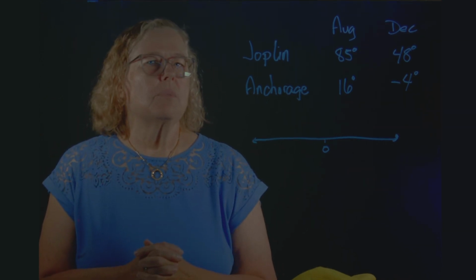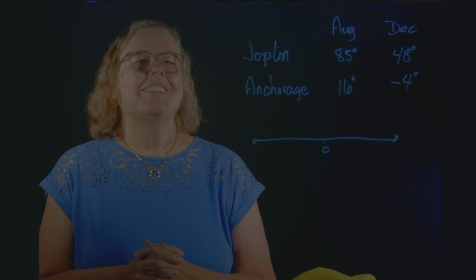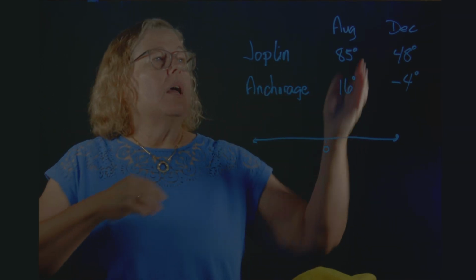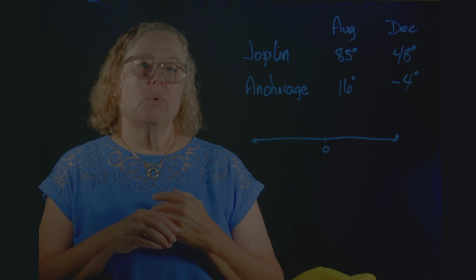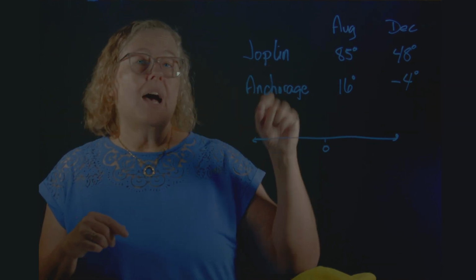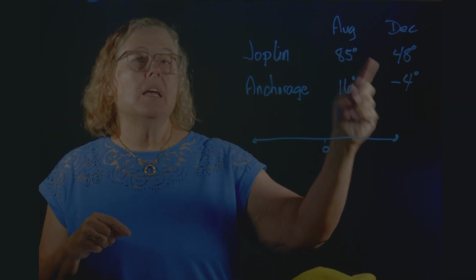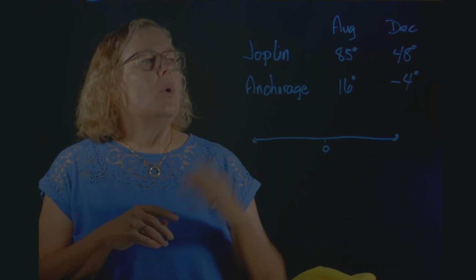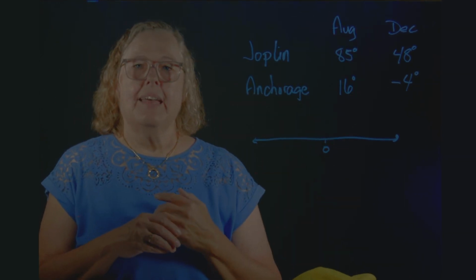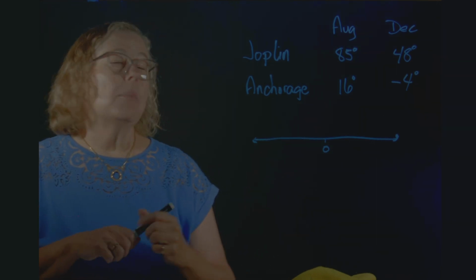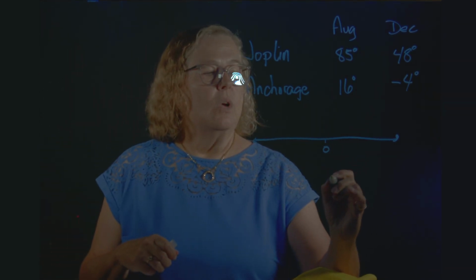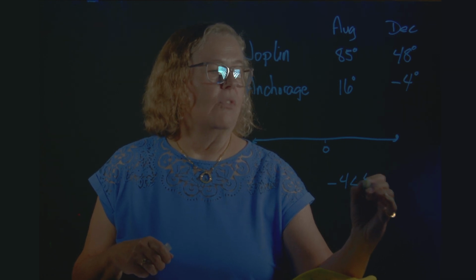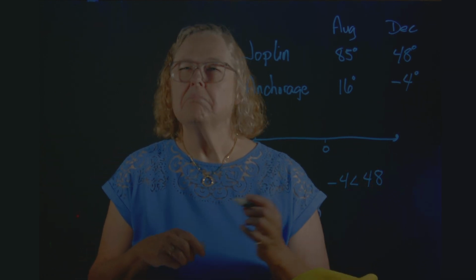Say, which one of those numbers is greater? 85, nice job. All right, and now for December, the average high temperature in Joplin is 48 degrees, and the average high temperature in Anchorage, Alaska is -4 degrees. Which one of those numbers is less than? Good job. I'm going to write this one down just to remind us. We know that -4 is less than 48. Nice little review there.